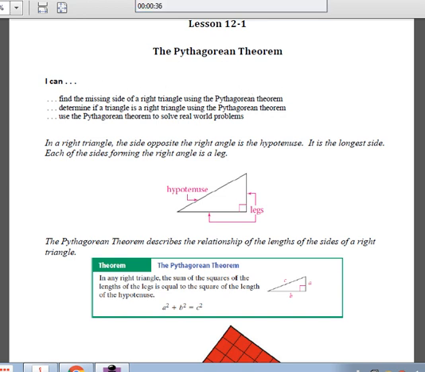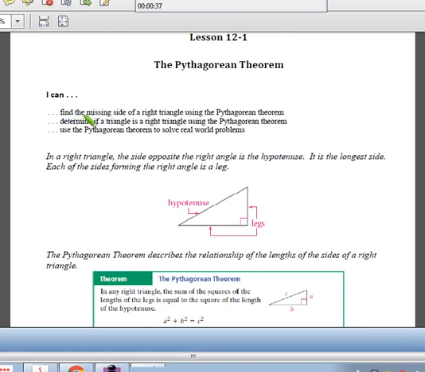The lesson targets are: I can find the missing side of a right triangle using the Pythagorean theorem. I can determine if a triangle is a right triangle using the Pythagorean theorem. And I can use the Pythagorean theorem to solve real-world problems. We're always striving to solve real-world problems no matter what we do. Okay.